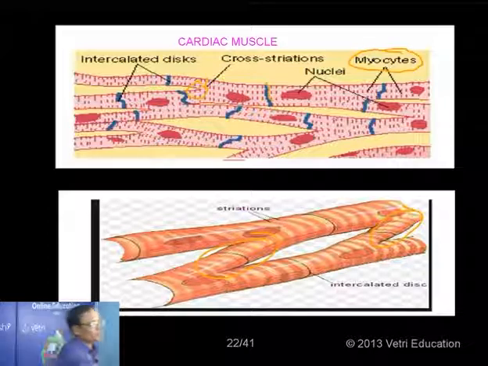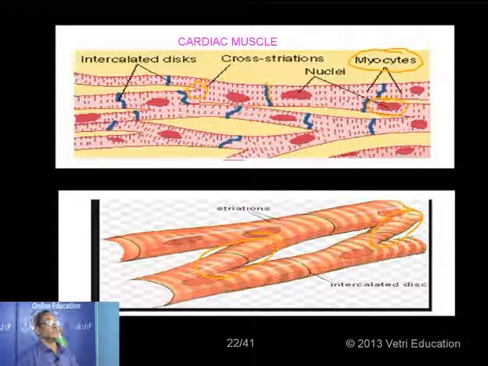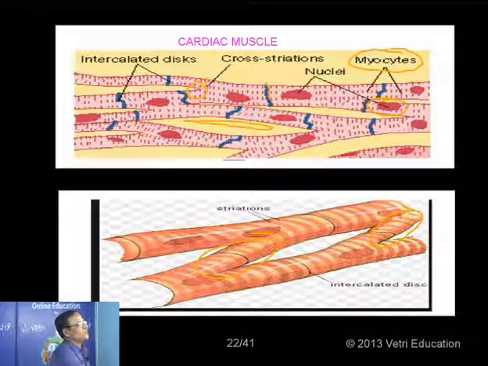So these are all the branches. The branch from one muscle fiber is connected to the branch of the adjacent muscle fiber so that a bridge is formed between the muscle cells. And this is the gap. This yellow region is nothing but the gap. And that is filled with the loose connective tissue.